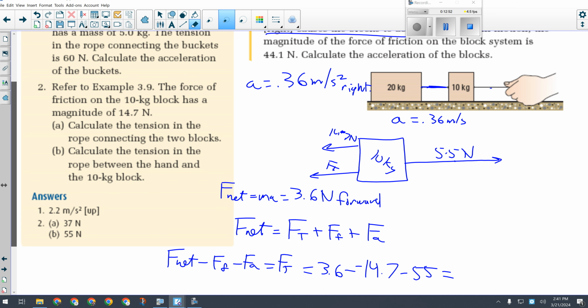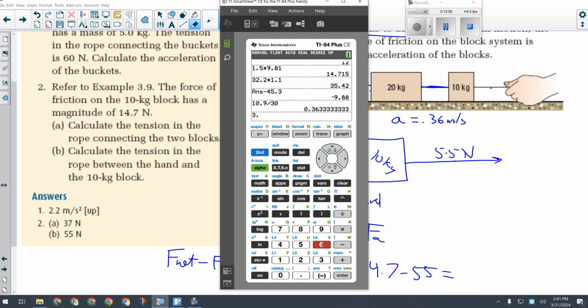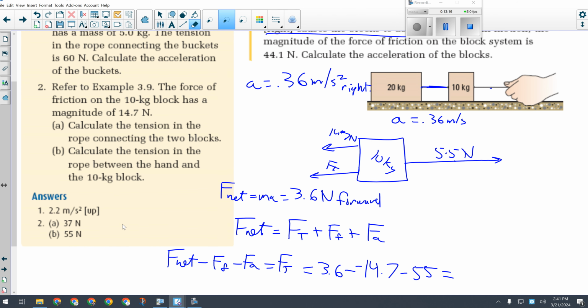Okay, so 3.6 minus negative 14.7 minus 55. Negative 36.7. That makes sense. The rope is pulling backwards on that mass. So it should be a negative number when I do it. Right? Well, I think we only have 2 significant digits though, so it's going to be 37 newtons. Okay? And it's going to be 37 newtons backward.